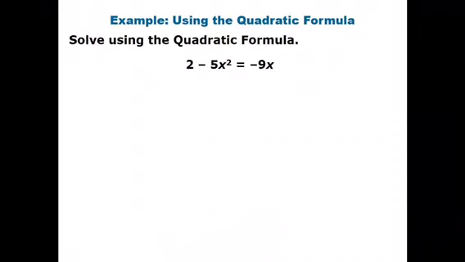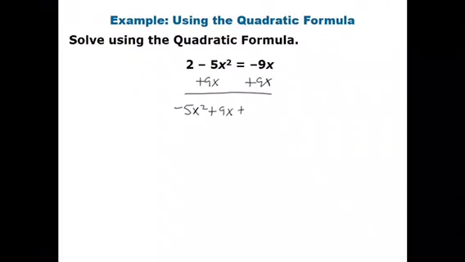All right, very similar example here. We're not set equal to 0, and some of our pieces are out of place. So the first thing I want to do is bring the 9x to the other side. But at the same time, while I'm doing this, I want to reorganize this so it's in standard form, which means I want to put the negative 5x squared out in front, then the 9x, then the 2. So this is what I want to start my problem with.